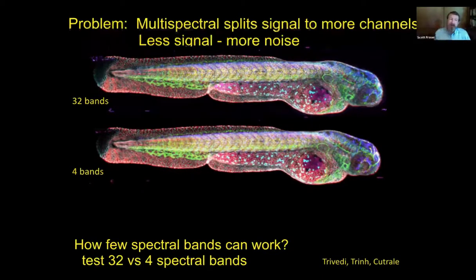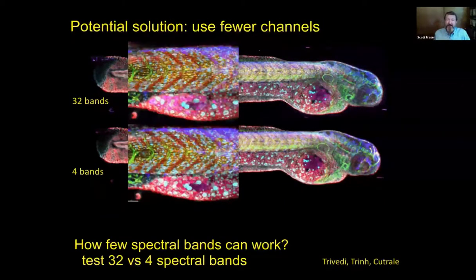This is showing a comparison between 32 bands and 4 bands, and it's pretty notable how good the 4 bands does, even with this simple multi-labeled specimen. If we look at higher power, you can see that the individual features can be separated out almost as well, maybe as well as they can in the 32 band.